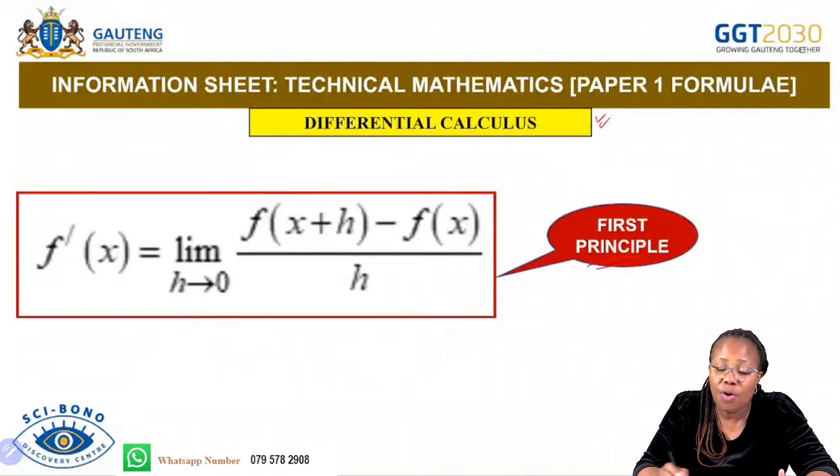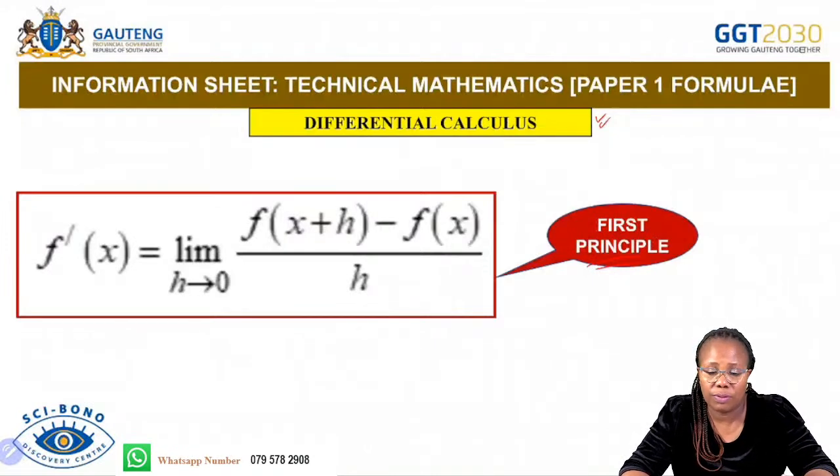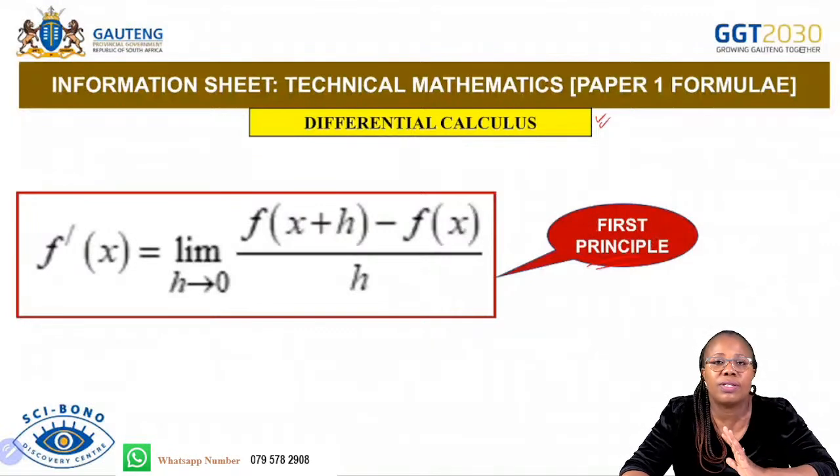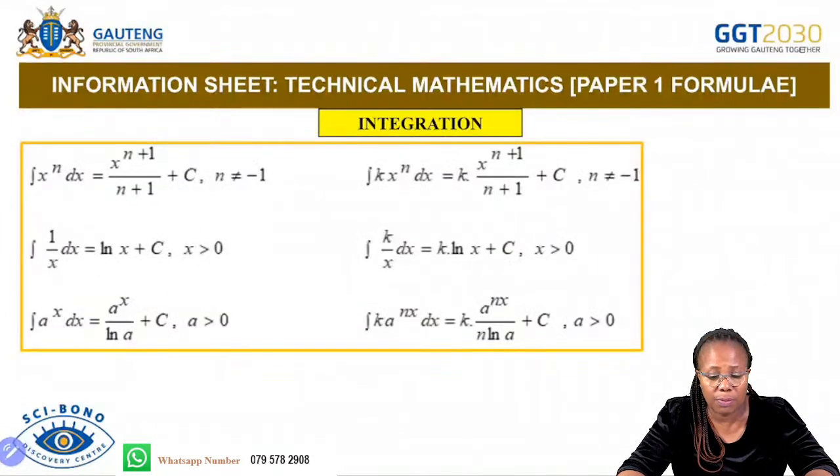And then this is only meant if your question specifically needs you to use what? A first principle. And we know grade 12 where it is demanded that you use a first principle, you can't use any other method. You can't use your rules. It is meant that you must stick to what? First principle to solve that particular problem.